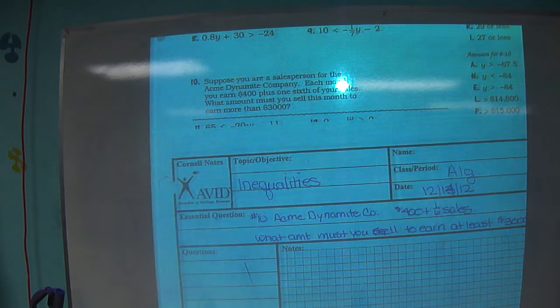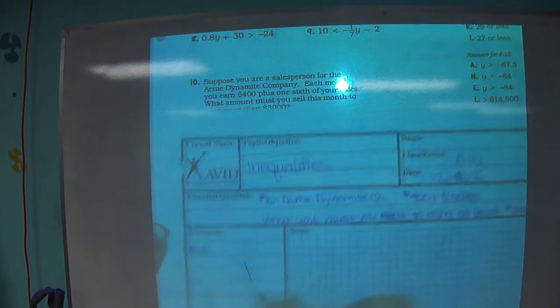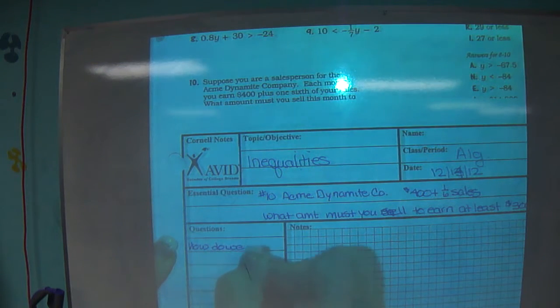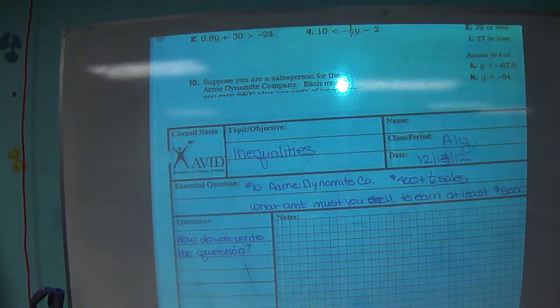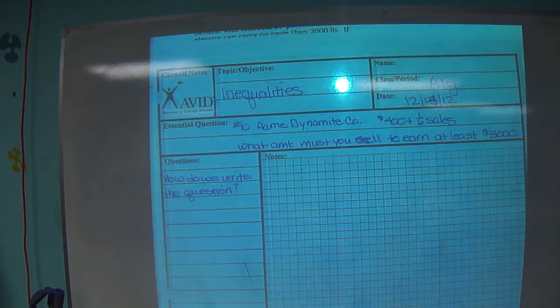So the first step, and the hardest step for most, is writing the question. So our first thing is, how do we write the question? Most questions like this look a lot like a slope-intercept question. Okay? So we earn $400, no matter what, right? So what would that look like? We've got something that doesn't change. That's a whole lot like the y-intercept, isn't it?